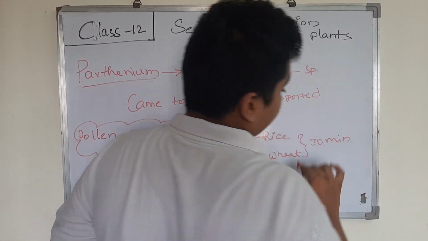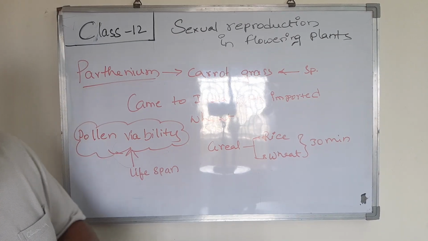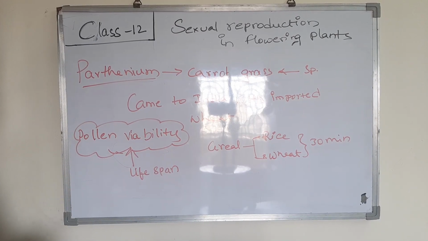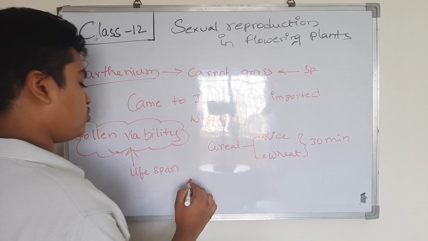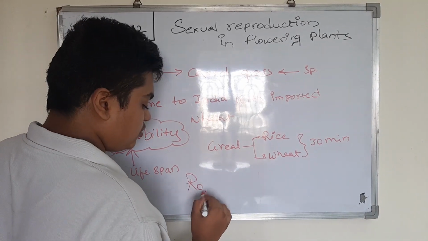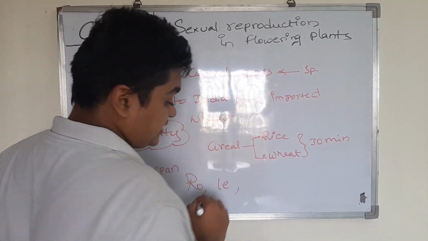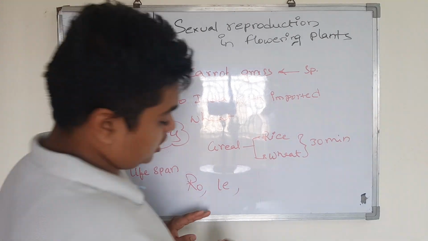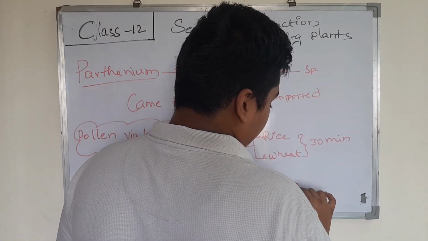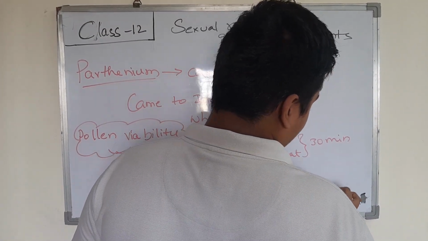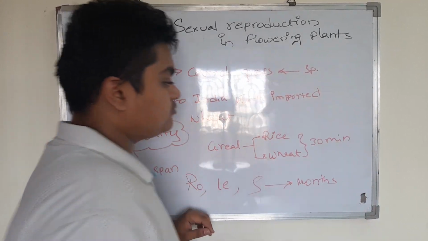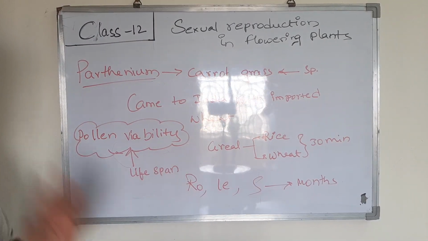But in plants belonging to the families Rosaceae, Leguminosae and Solanaceae, the viability lasts up to months. The viability period is months.